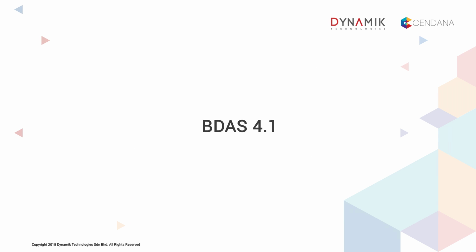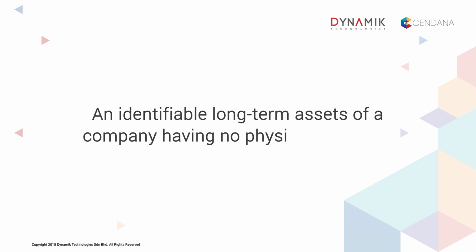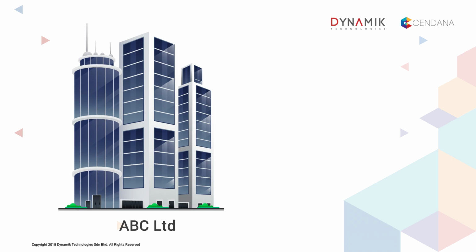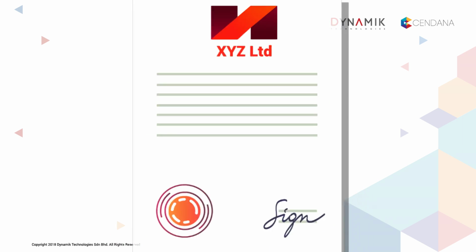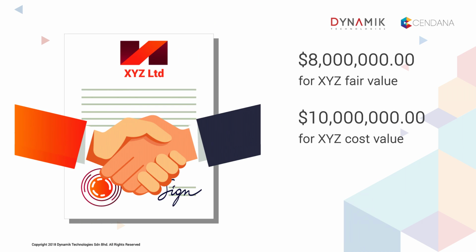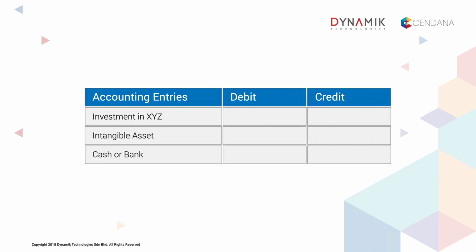BDAS 4.1 Intangible Assets is defined as an identifiable long-term asset of a company having no physical existence. Now let's assume the following scenario. ABC Limited acquired a company called XYZ Limited and the cost of investment is $8 million for XYZ fair value, $10 million for XYZ cost value, and $2 million for goodwill. From this example, we can extract the following accounting entries. Debit will be investment in XYZ with $8 million, and debit the intangible asset which is the goodwill for $2 million, whereas credit will be cash or bank for $10 million. This is a journal entry transaction.